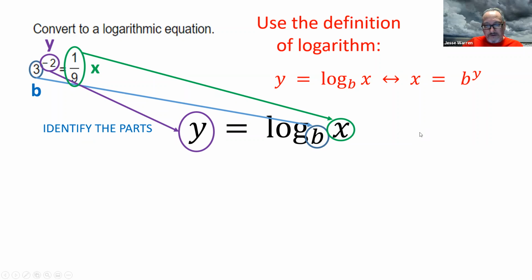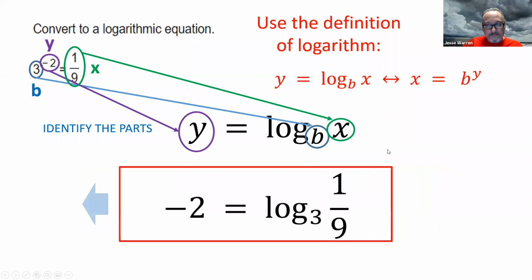So let's express our final answer now. All you have to do is plug in the x, the b, and the y to get your final answer here. So that's going to be -2 equals log base 3 of 1/9. That's exactly how you should put the answer in to your homework question on Pearson MyLab.